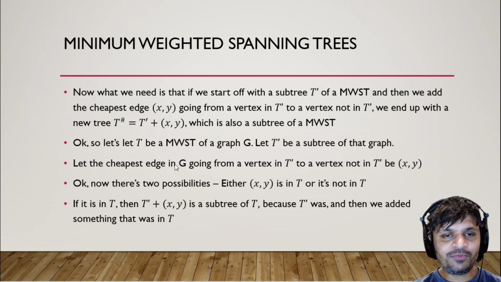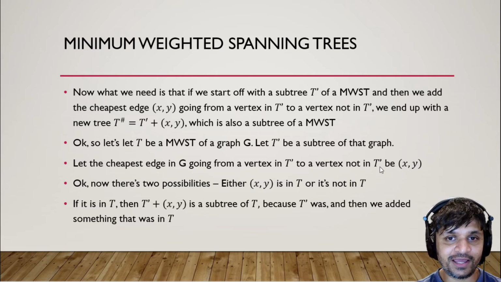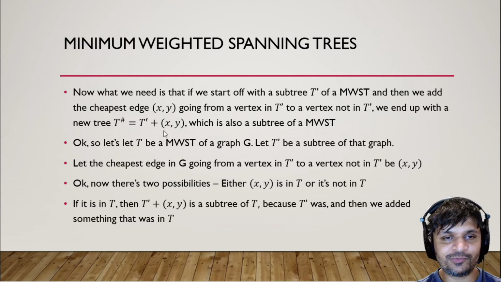Okay, so we're just writing down the stuff that we already talked about on the top there. Then we say let the cheapest edge in G going from a vertex in T prime to a vertex not in T prime be xy. Okay, so that means xy is the edge we would have chosen if we were running through the algorithm. Okay, so now let's consider this edge xy. This is the edge we're going to add to T prime. Okay, so now there's two possibilities. Either xy is in T, the original minimum weighted spanning tree, or it's not in T. Okay, so let's take the first case.